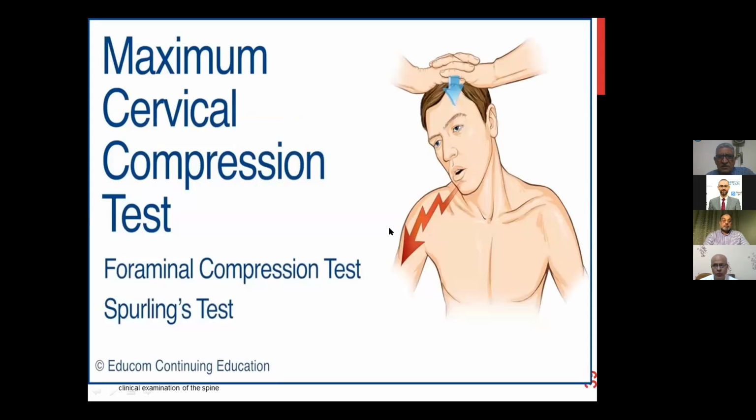Spurling test, we have vertical compression of the head with the neck tilted or twisted to the side of the pain of the brachialgia. We get the pain increasing and shooting through the limb.